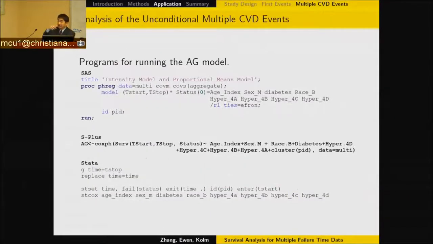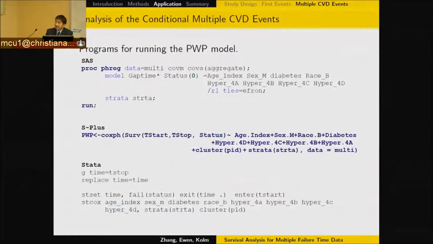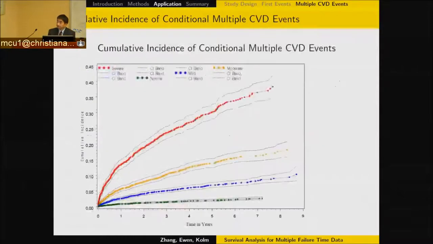So this is the way we can do an AG model, and then we get these results. And if we do a TWP model, we can get these results. And this is quite different from the usual survival analysis. If we are familiar with it, we can do it like this at this level. And here we will have start and stop. So we can say this gap time means a different interval for different events. This is very important for multiple events. And then these are the results we obtain for the cumulative incidence of conditional multiple CVD events.